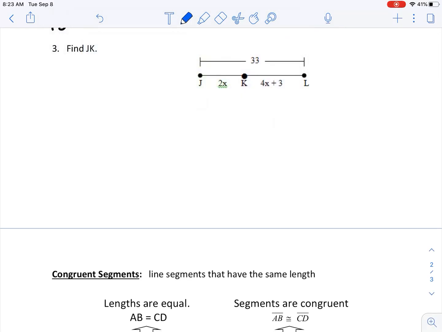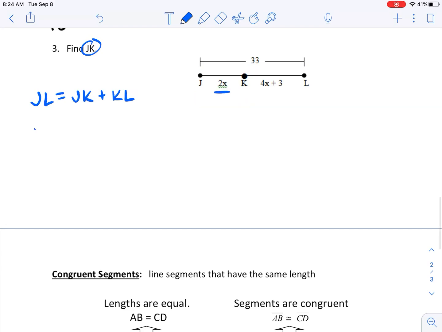We've got one more of these examples. In this one, we're finding JK. What I know from the segment addition postulate is that this whole is equal to the sum of its parts. So JL is equal to JK plus KL. I want to show you real quick how I'm getting this. JL is this whole length. JK is this length. KL is that length. So you can see if I take those two parts, I end up getting the whole.